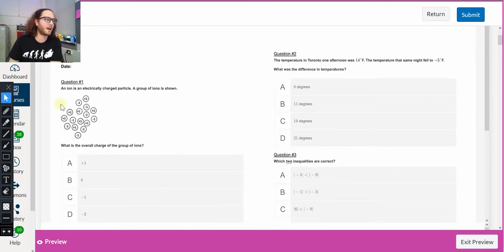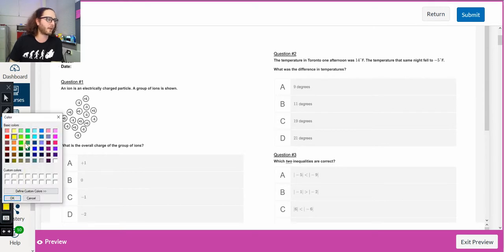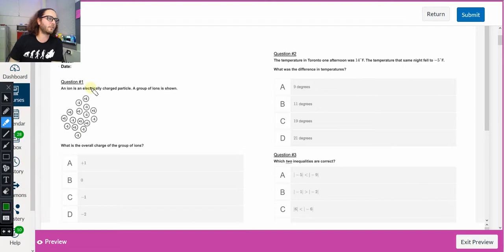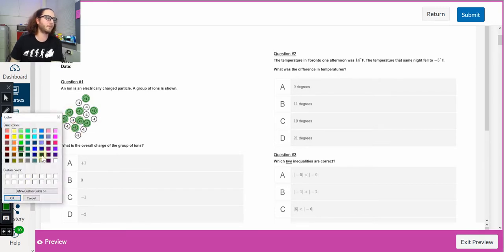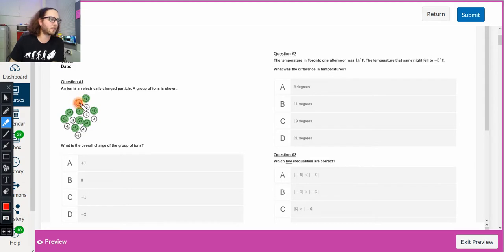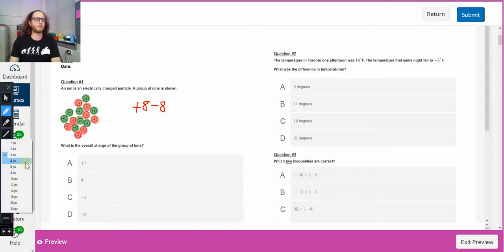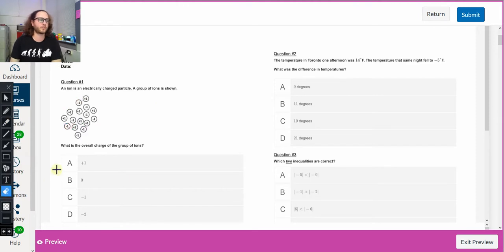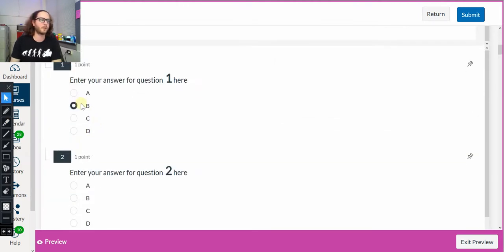So for number 1, an ion is an electrically charged particle. A group of ions is shown below. So we are going to have positives and negatives. Let's see, we've got 1, 2, 3, 4, 5, 6, 7, 8 positives. And then we've also got 1, 2, 3, 4, 5, 6, 7, 8 negatives. So this problem, when I'm going through and solving it, I've got 8 positives, but I've also got 8 negatives. So the entire problem comes out to 8 minus 8, which is just going to be 0. So for number 1, we put B.